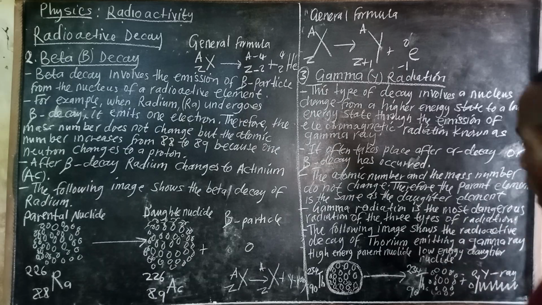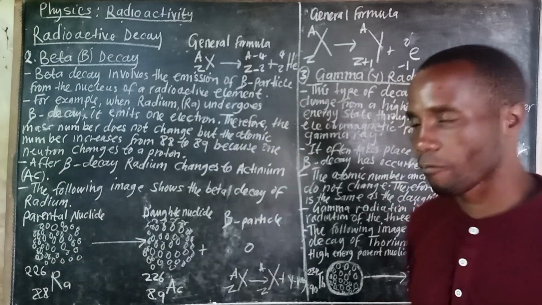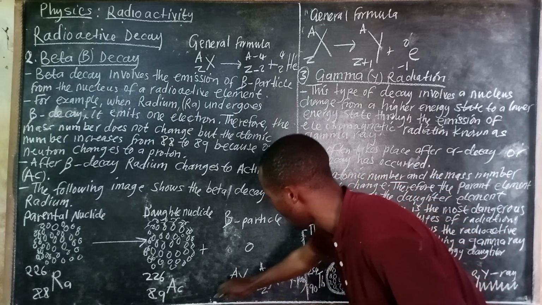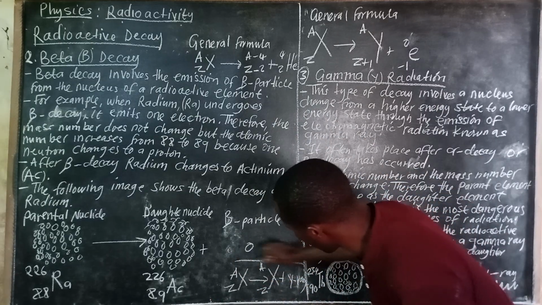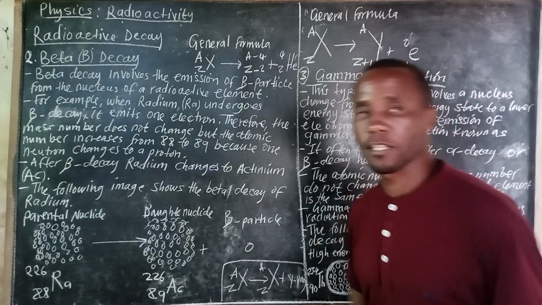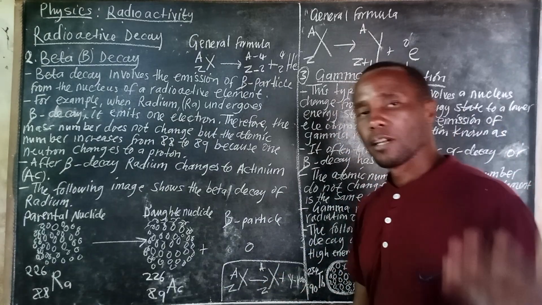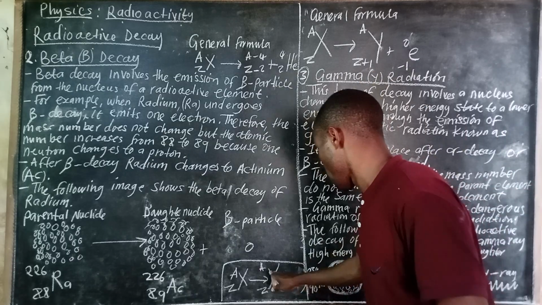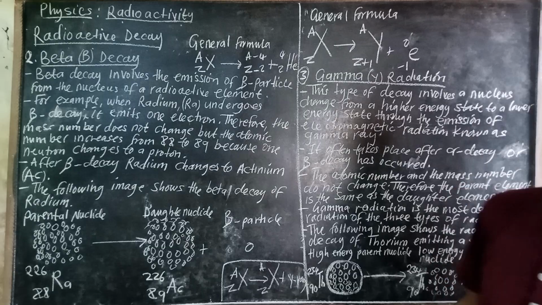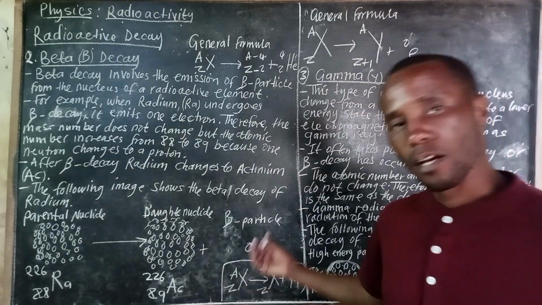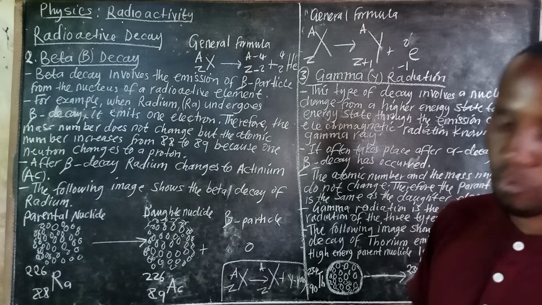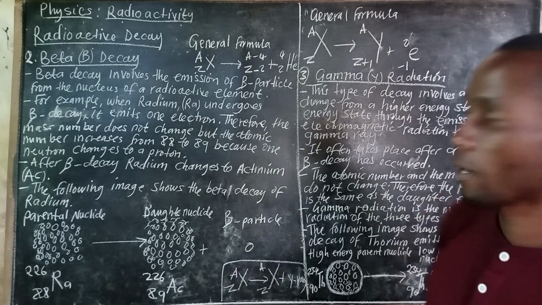Apart from that, we can also look at the general formula for gamma ray. As usual, A represents the mass number and Z the atomic number, which remain the same, then plus the gamma ray that has been given out. Gamma ray and Y-ray are just one and the same thing.